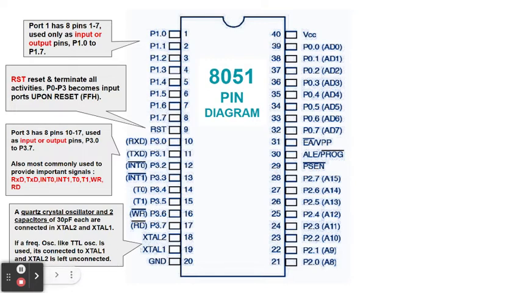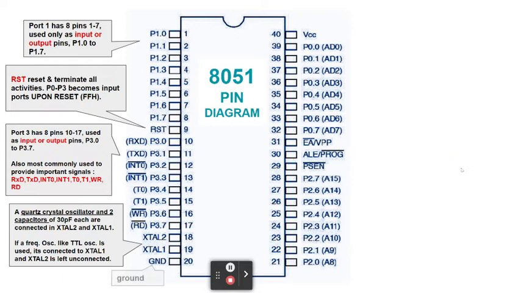Now, on the other hand, for XTAL2 and XTAL1, number 18 and 19, a quartz crystal oscillator will be connected between XTAL2 and XTAL1. And then there will be two capacitors of 30 picofarad connected to it, each connected to XTAL2 and XTAL1 and then grounded. Now, if a frequency oscillator like a transistor-transistor logic oscillator is used, it will be connected only to XTAL1 and XTAL2 will be left unconnected. Maybe later on you will be seeing it on the next slides.